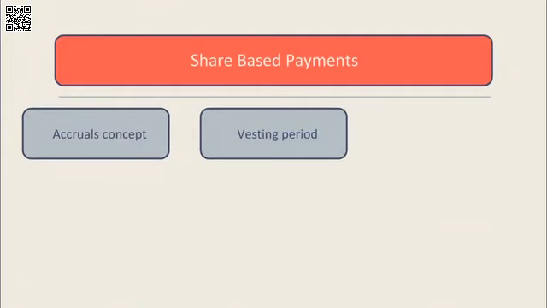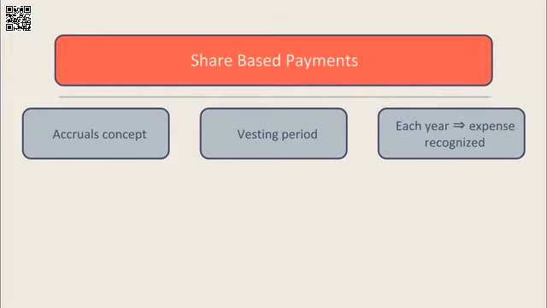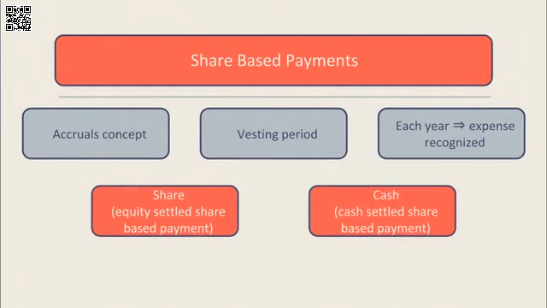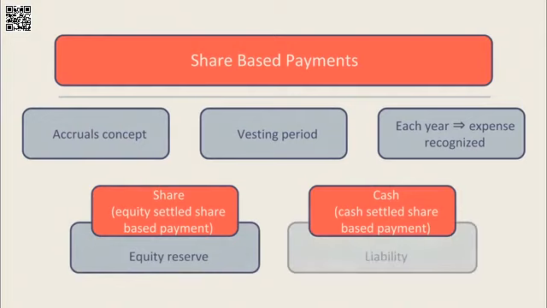Therefore, IFRS 2 ensures that expense is recognised each year in respect of the benefit received from staff. For each year of the vesting period, expense is recognised. The corresponding entry is based on whether the member of staff is receiving shares, known as equity-settled share-based payments, or cash, known as cash-settled share-based payments. If the member of staff is receiving shares, then an equity reserve is built up over the vesting period. And if the member of staff is receiving cash, then a liability is built up over the vesting period.